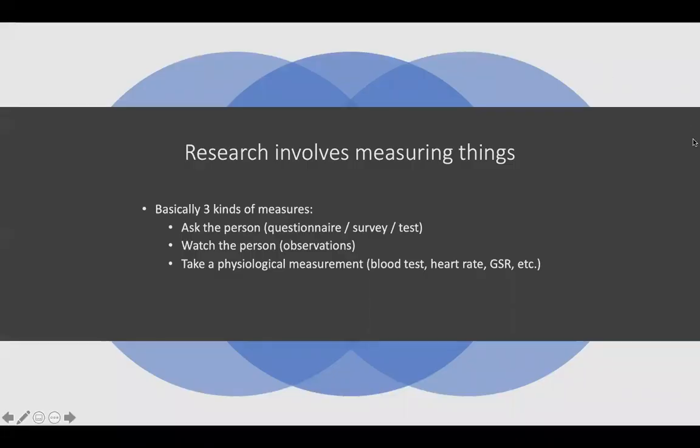So research involves measuring things. Any kind of research is going to involve measuring, whether you're observing something or maybe you're asking a person some questions to find out what's going on inside their head, or you are taking a physiological measurement to understand what's going on in their body. So these are three basic ways of measuring that you can categorize together. Asking people things, what you're doing is trying to find out what's going on inside them, things you can't really measure. Or you can measure them, and so you're watching them to measure them, or you can measure them by looking at their body. Three different ways to measure.